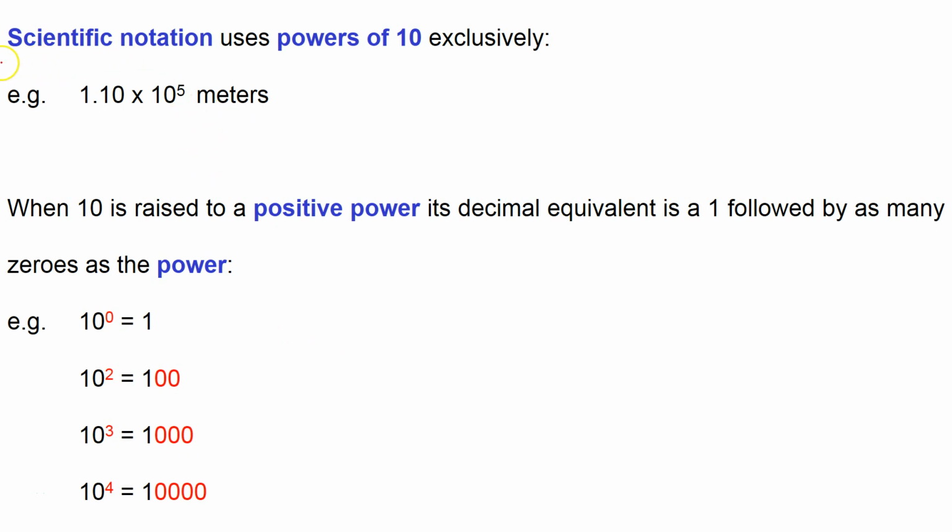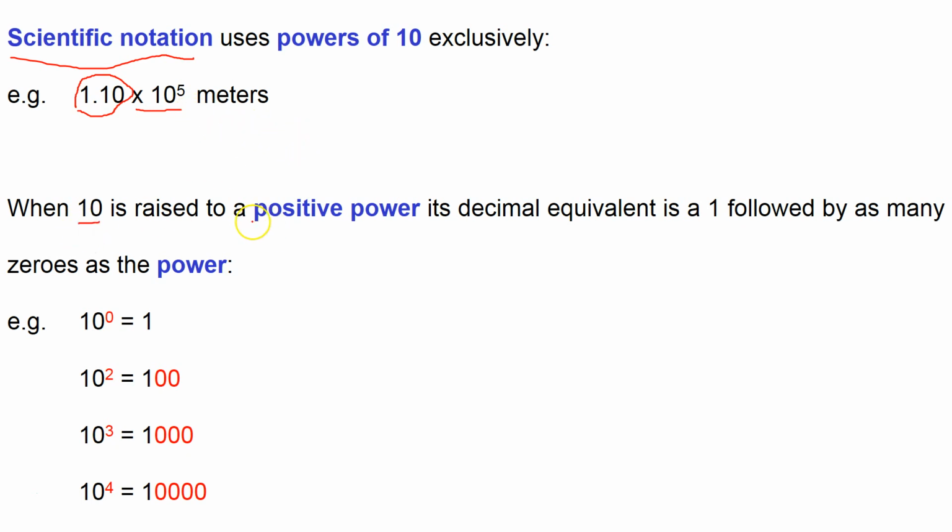So when we're using scientific notation, we're going to be only concerned with powers of 10. Every number written in scientific notation has a coefficient with one digit to the left of the decimal point, multiplied by an exponential term, which is our power of 10.